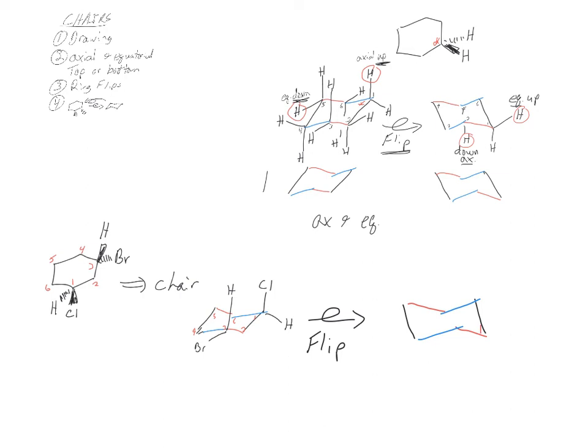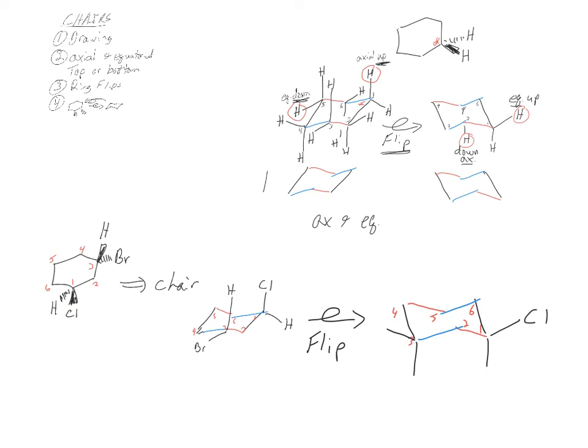So this is 1, 2, 3, 4, 5, 6. Again, we're kind of worried about 1 and 2, or 1 and 3. So 1 now has an axial down, equatorial up. 3 has an axial down, equatorial up. Good. Right, because it flipped. So what was axial? Right, again, this is axial. It's still up. But after a ring flip, it's no longer axial. Now it's going to be equatorial.